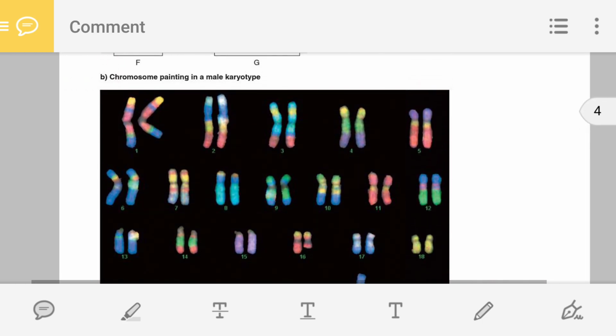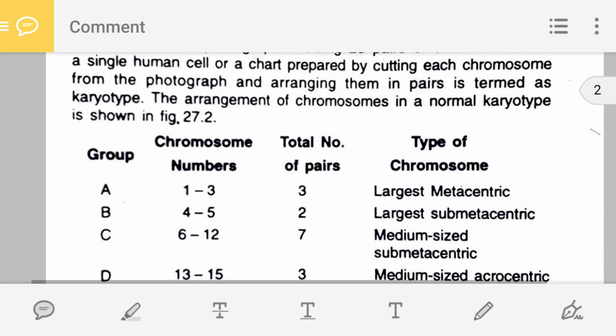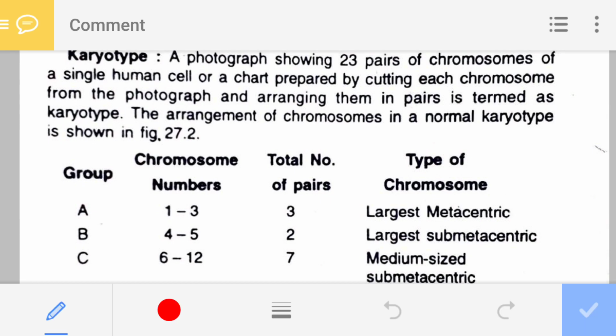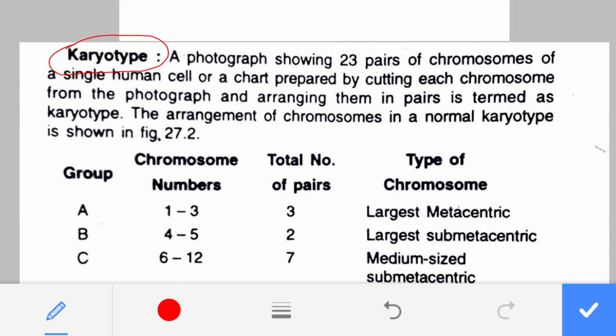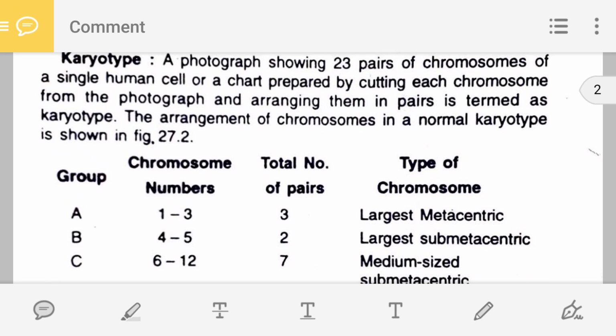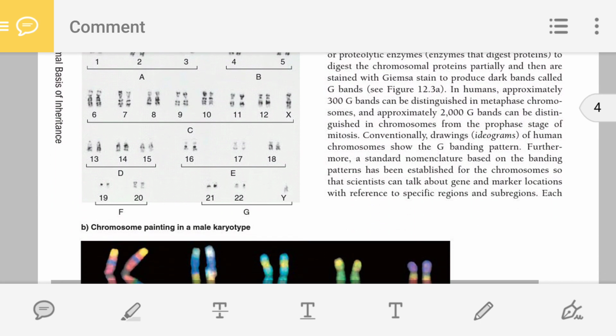Now, the arrangement of these chromosomes. You need to remember this term, that is the karyotype. So what is a karyotype? Karyotype is a photograph which is showing the arrangement of 23 pairs of chromosomes. Once again, karyotype is a photograph which is showing the arrangement of 23 pairs of chromosomes of a single human cell.